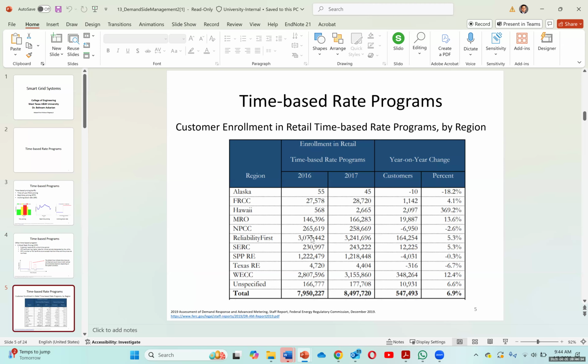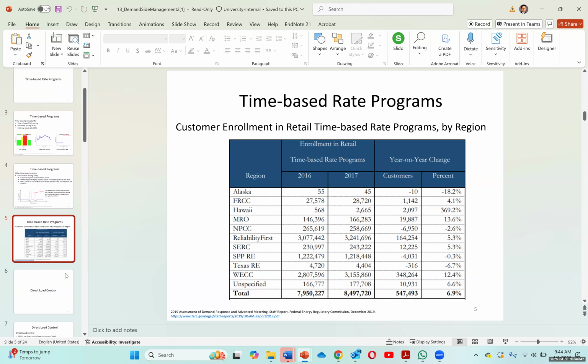This is a table that we already shared in the previous class on the customer enrollment in retail time-based rate programs by regions. And I already mentioned that sometimes people prefer comfort over having a lower price. So you may charge them higher during peak hours, but some people prefer to turn on their washer dryer during the peak than to wait for off-peak hours because they have to go to work or something. So it's not that it will always have a positive effect.